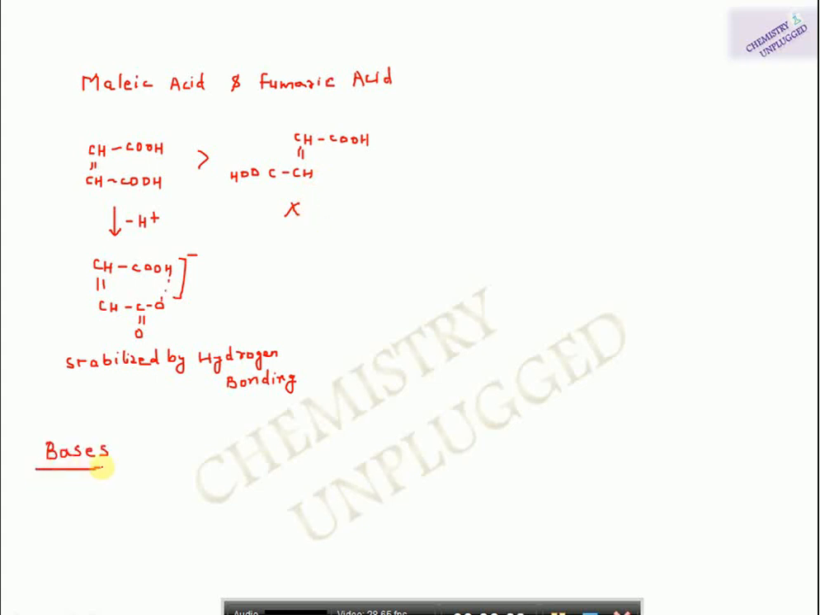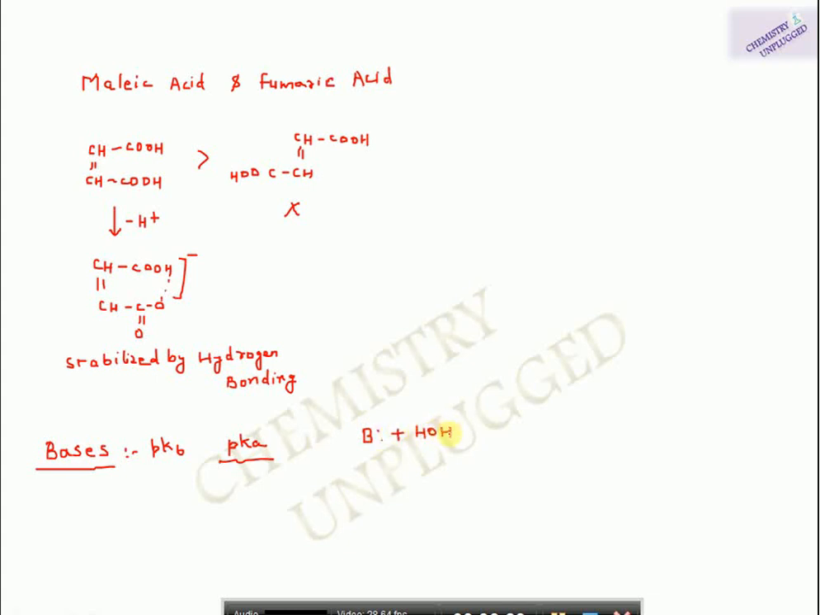Then we will discuss bases. We can define a base using pKb. In the case of acids, we use the term pKa, and for bases, we can use pKb. But in general, pKa is also used for bases. So how is it possible? pKa is not the term used for a base. It is actually for its conjugate acid.